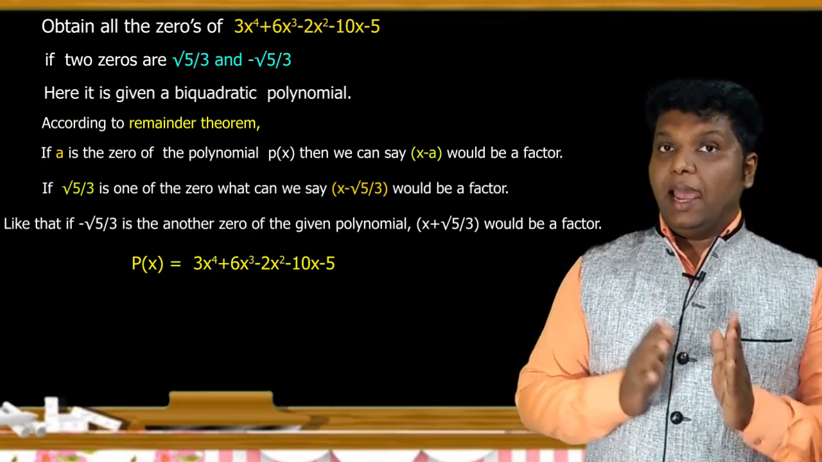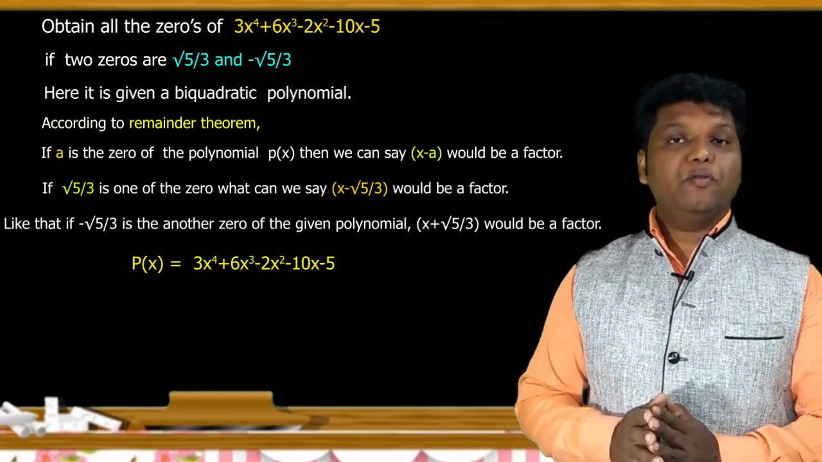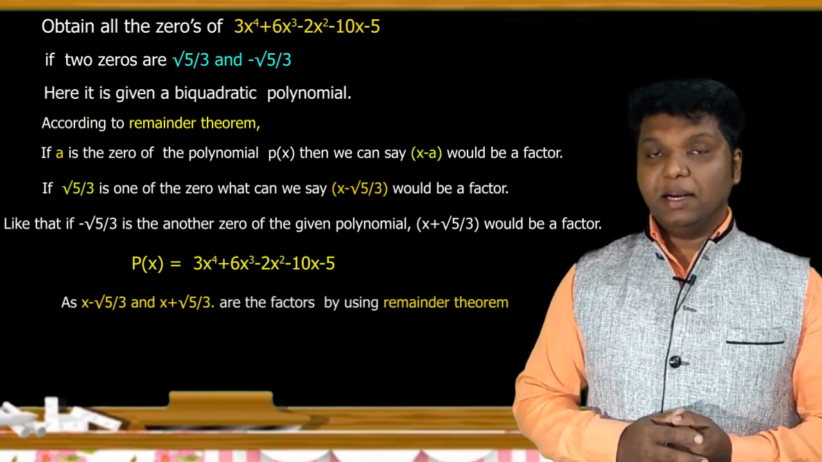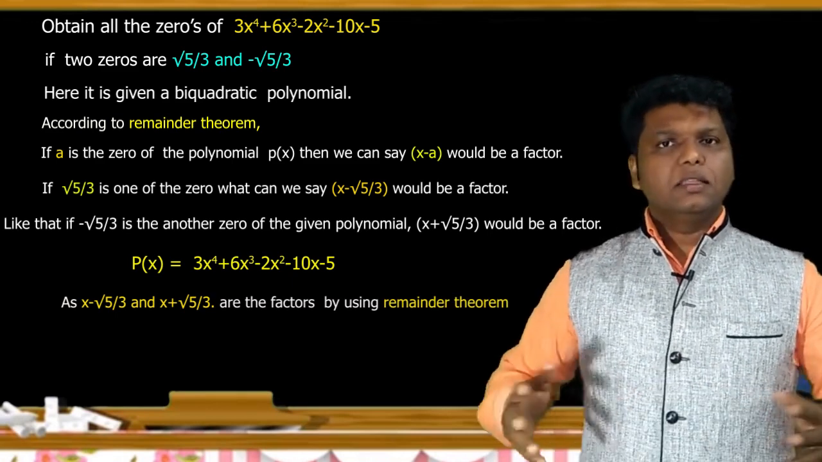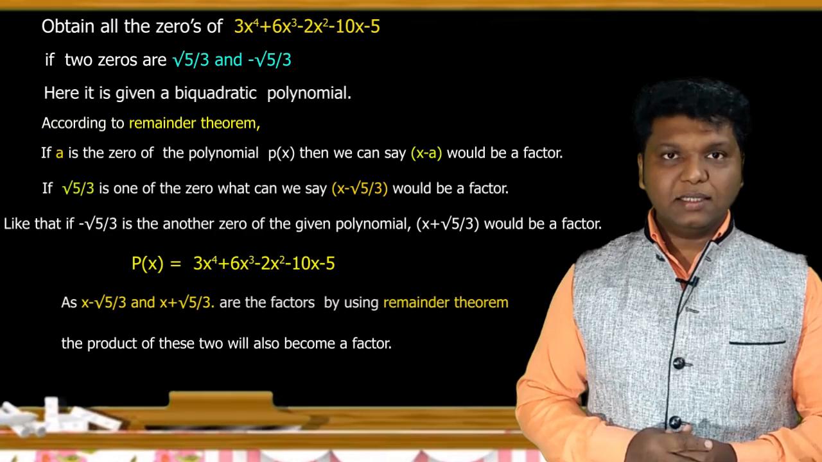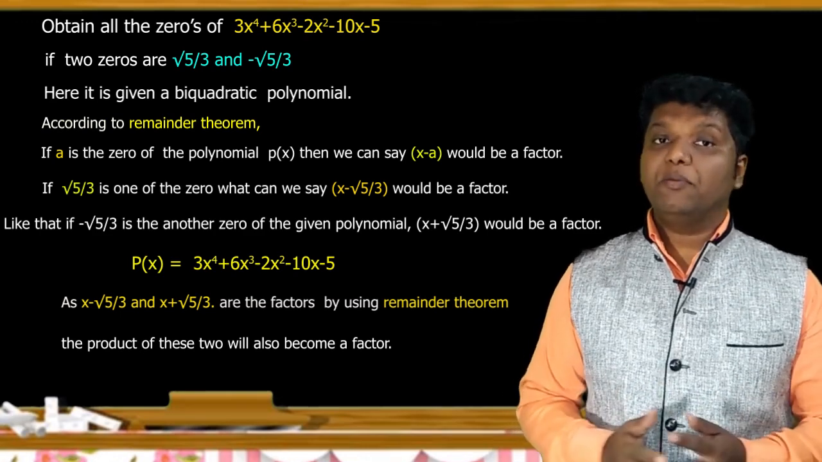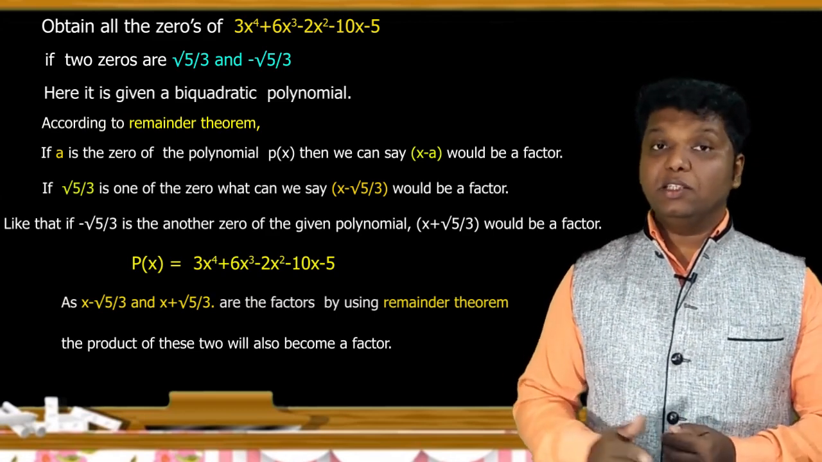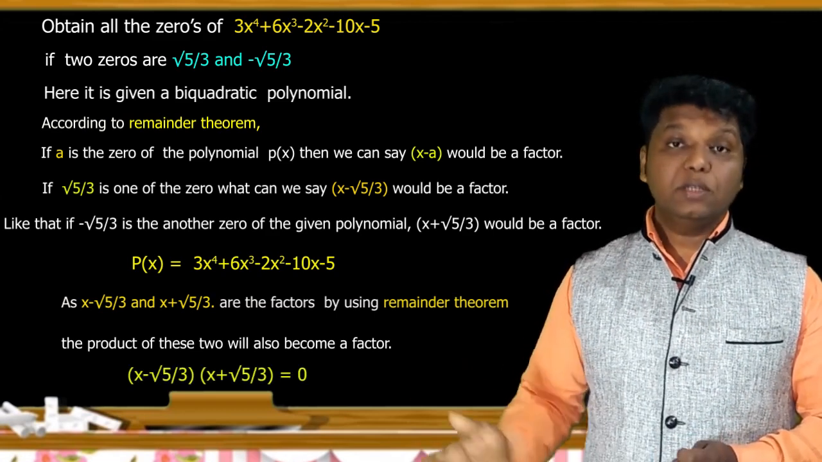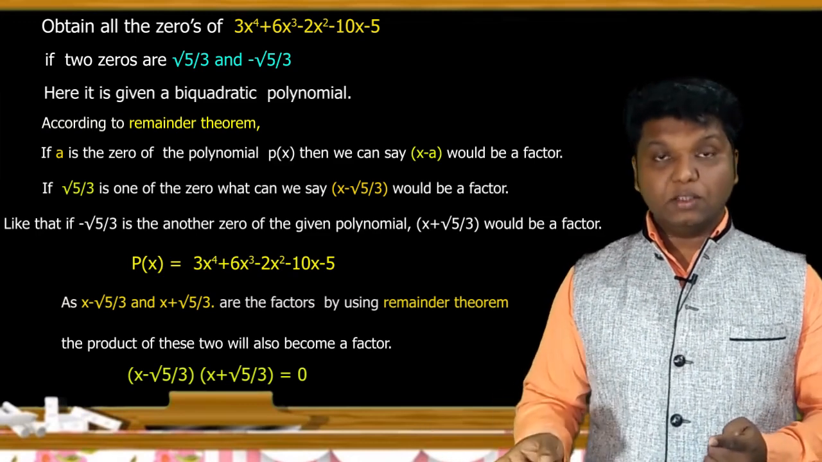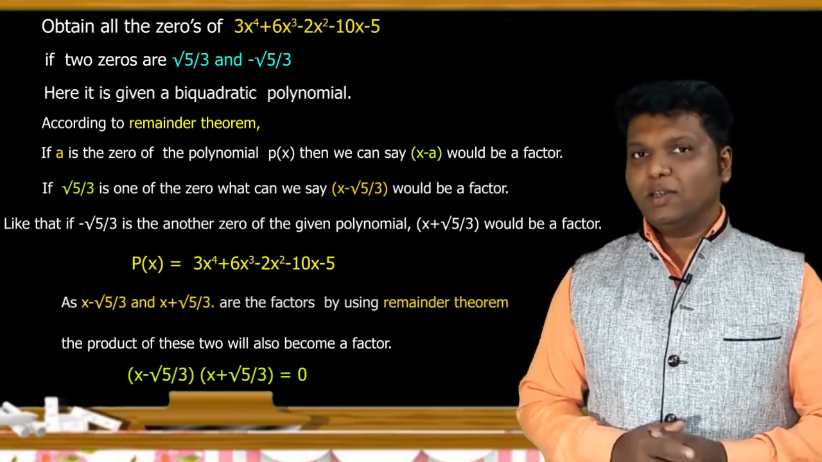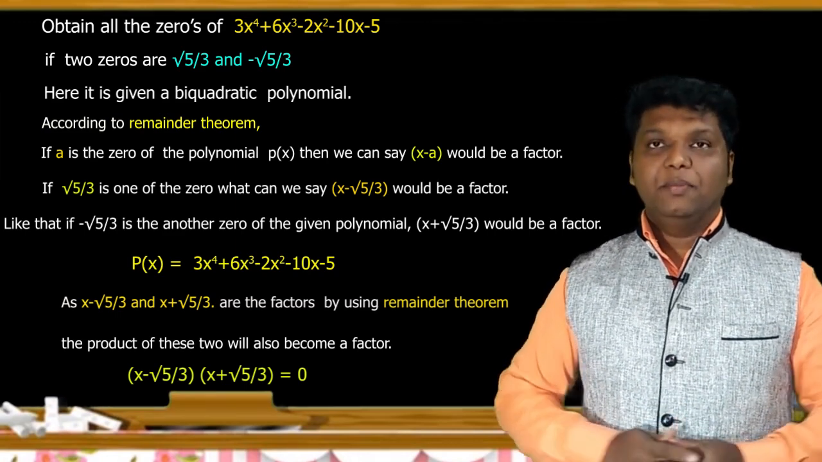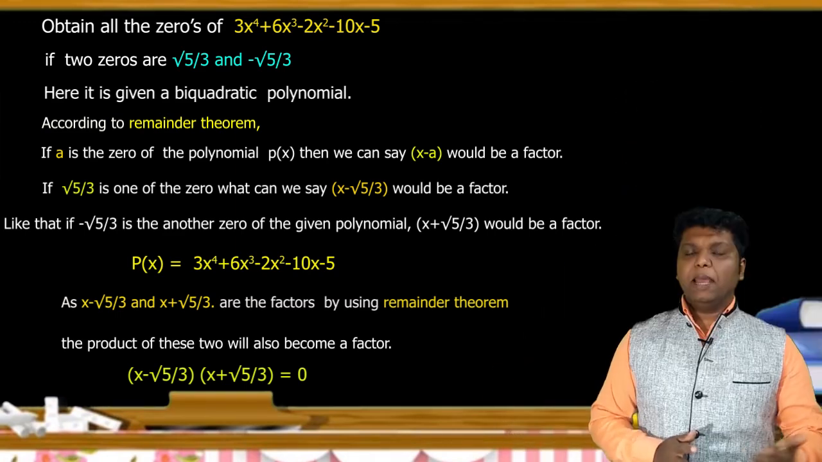Now, as x minus root 5 by 3 and x plus root 5 by 3 are the factors by using remainder theorem, the product of both of these will also become a factor, right? So we can write like this: x minus root 5 by 3 into x plus root 5 by 3 is equal to 0, because as they are the zeros of the equation, we can equate it to 0. We have studied this in our 9th class. Is that clear?